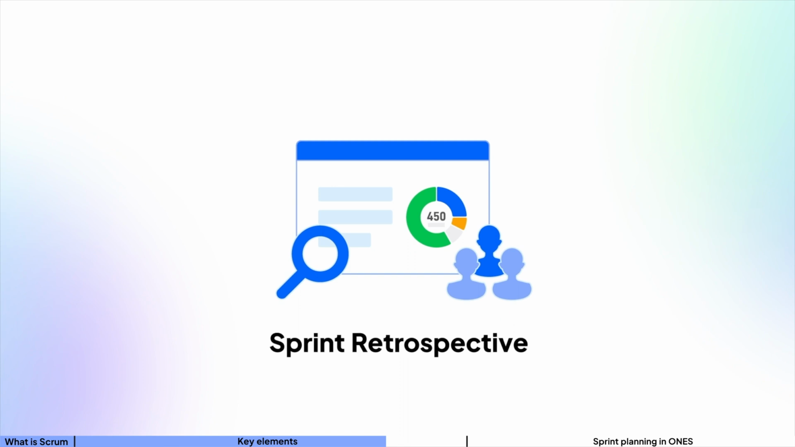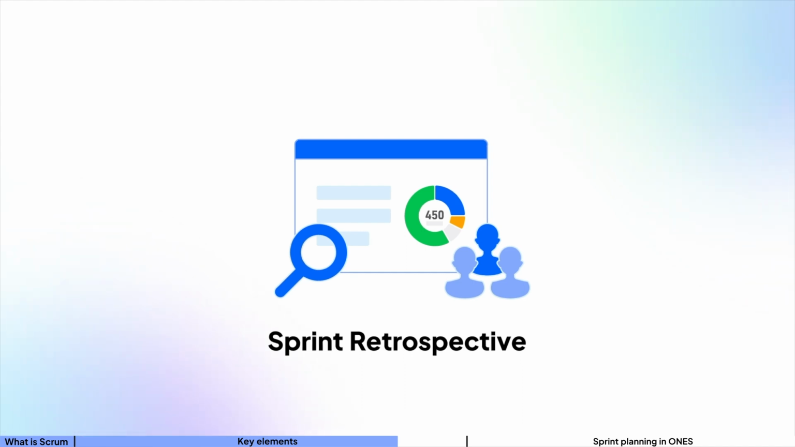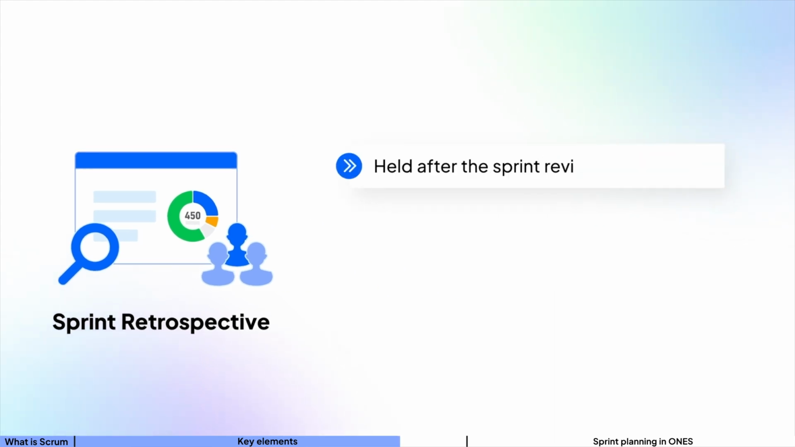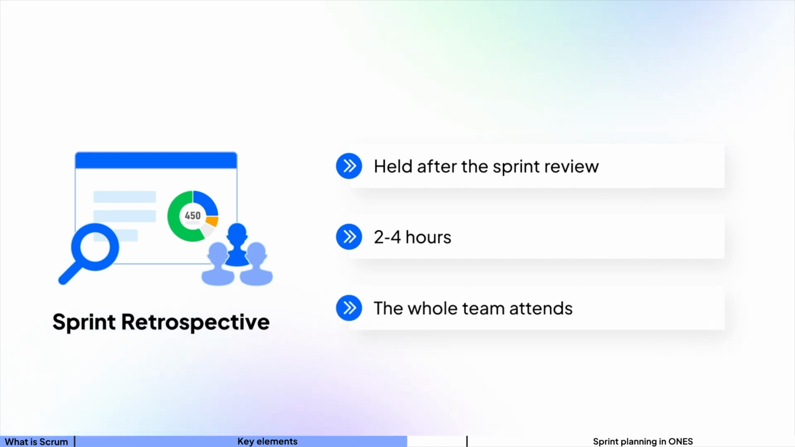Fifth, sprint retrospective, where the Scrum team get together to talk about how the sprint went and identify helpful changes to improve their effectiveness in the future. It's held after the sprint review. It will be between 2 to 4 hours when the whole team attends.